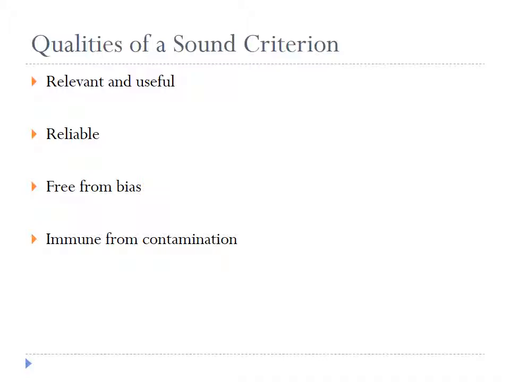So we can set a criterion for a school that a student needs a 70 or above to pass. Well, we want that criterion to be relevant and useful. So why did we determine 70? What's our basis for having 70? It needs to be reliable. 70 needs to be the passing score for all students. It needs to be free from bias.